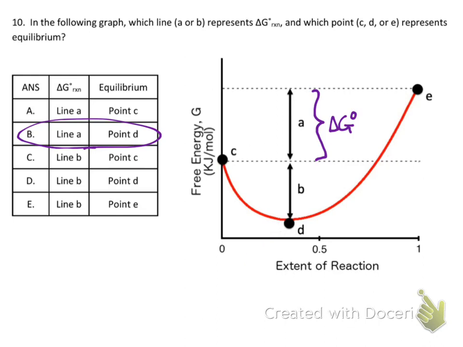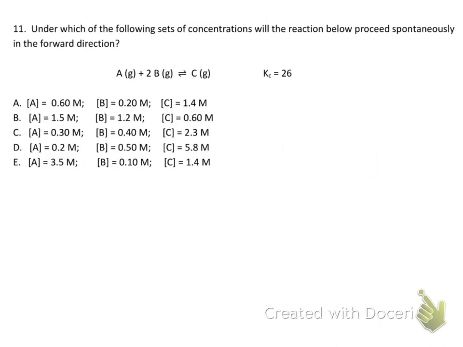If delta G standard was negative, then our equilibrium would lie more toward the products. This question asks, under which of the following sets of concentrations will the reaction below proceed spontaneously in the forward direction? So, if a reaction is going to go spontaneously forward, that means that we want Q to be less than KEQ. So let's try choice A and see what that does.